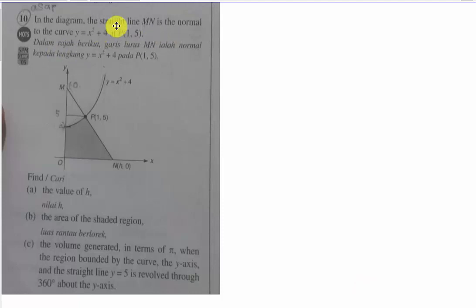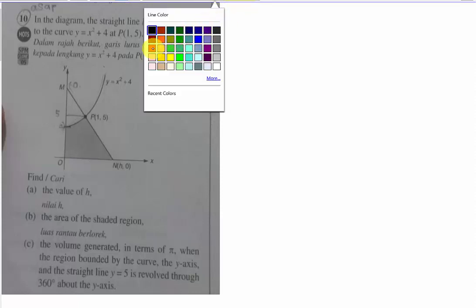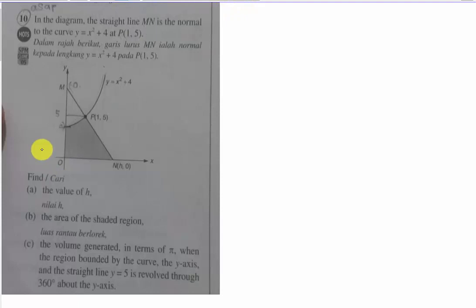Okay, in the diagram, the straight line MN is normal to the curve at a point P. So obviously over here you have to understand the meaning of normal. If I say normal, it means it will be perpendicular to the tangent. So let's say I just draw a line. Okay, this is a tangent line. I'm trying to make it look like a normal a bit.